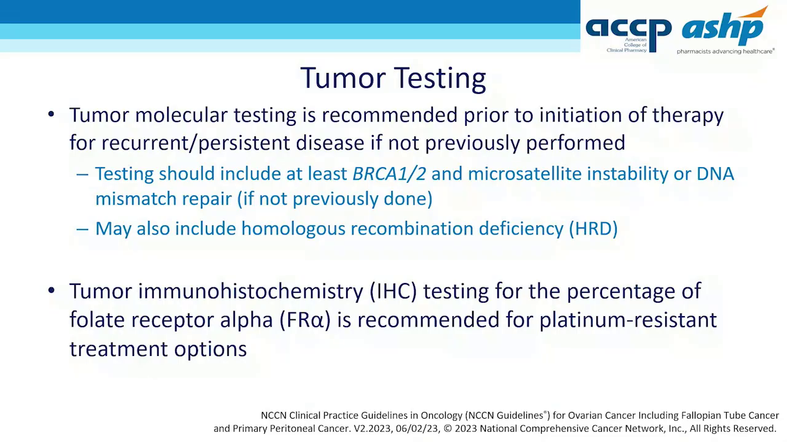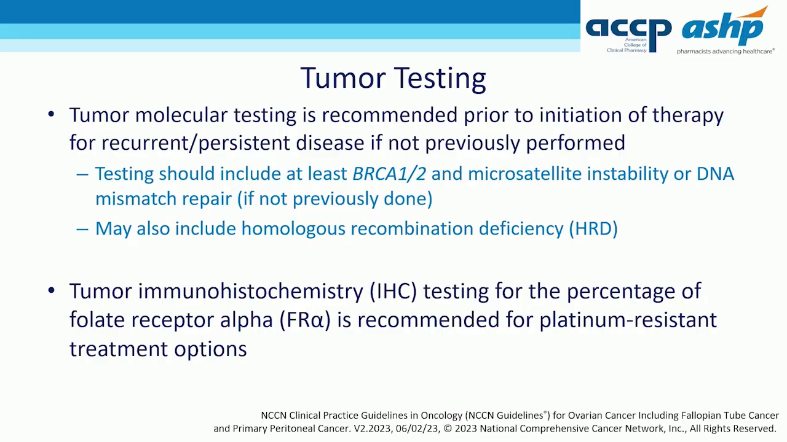So tumor testing. At this point in time, most patients should have already had their BRCA testing completed, which included germline and somatic testing. So a lot of these patients have already had their tumors tested. But if they haven't, we would recommend that they have testing, both to know BRCA, but also to see if there's any other targetable mutations for these patients.